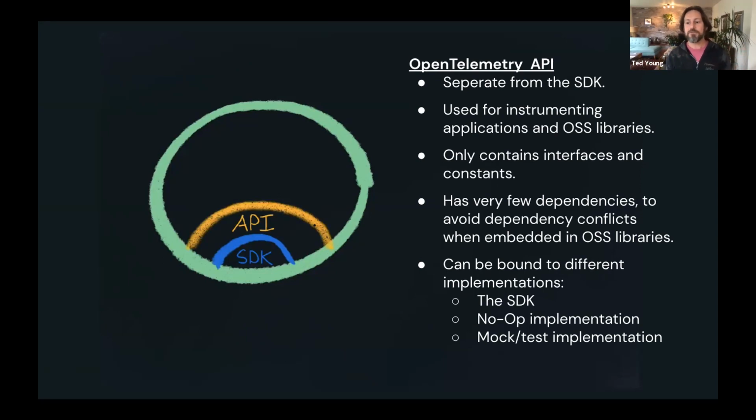This is especially useful for shared open source libraries like frameworks and network clients and things like that, where that library is going to be installed in a lot of different applications. And when that library gets installed in all these applications, it doesn't want to haul in some huge dependency chain that might create conflicts. So when you instrument your app or your library, you just use the API. And we'll see why this is helpful in Lambda in a minute.